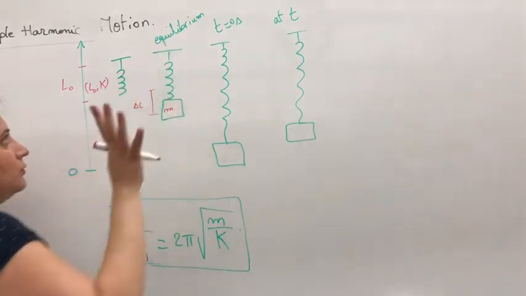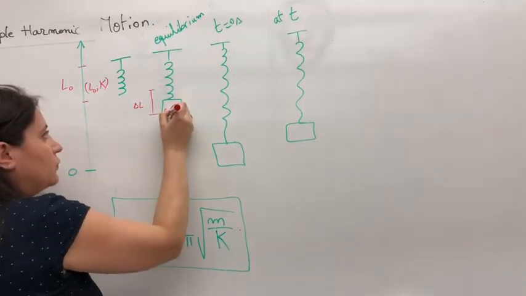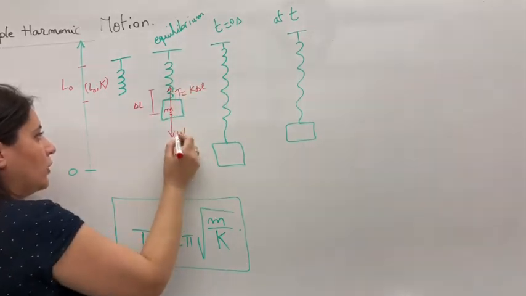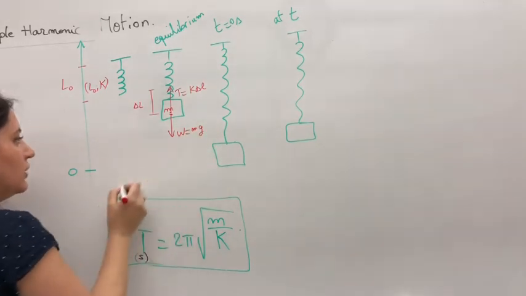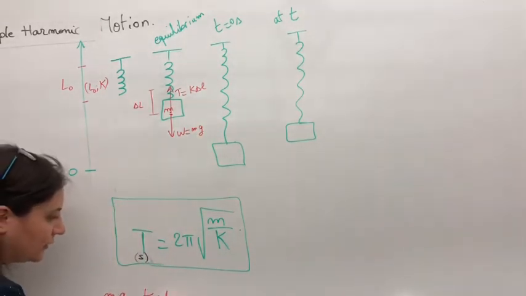And because it's at equilibrium, nobody is disturbing it. We know that the weight is equal to T, which is K delta L. So we already know that the weight, which is mg, is equal to K delta L at equilibrium.